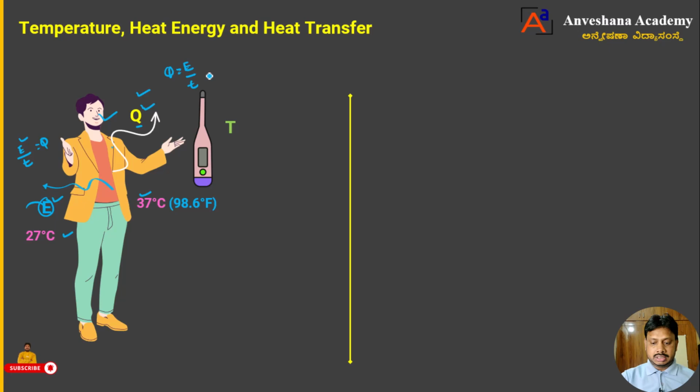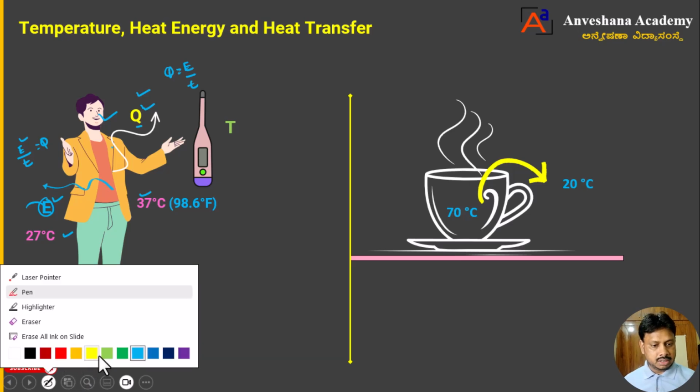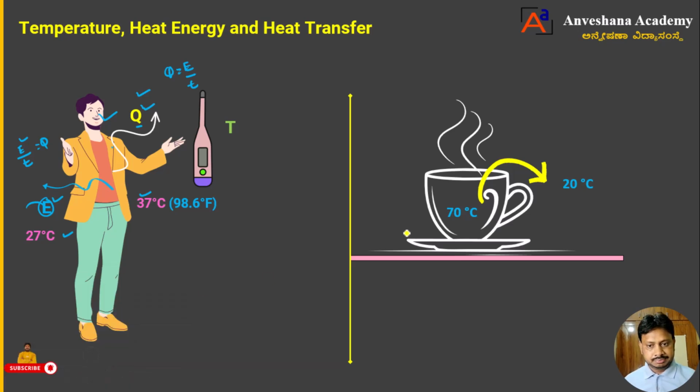You can take one more example, dear students. What is that? You can take a hot coffee. You can call it a system. According to thermodynamics, what can I say? This is a system. Hot coffee is a system. The hot coffee's temperature is 70 degrees Celsius. Here it is 20 degrees Celsius.